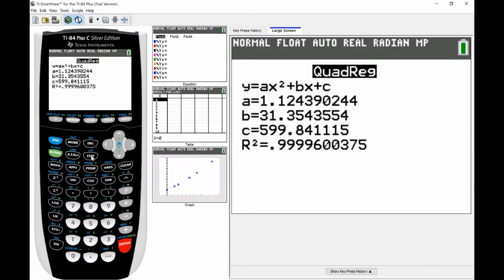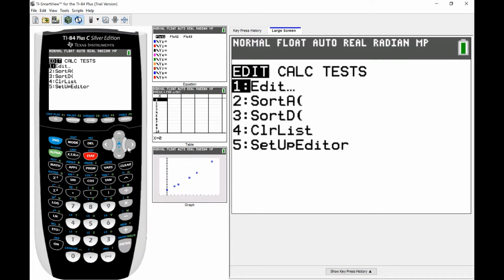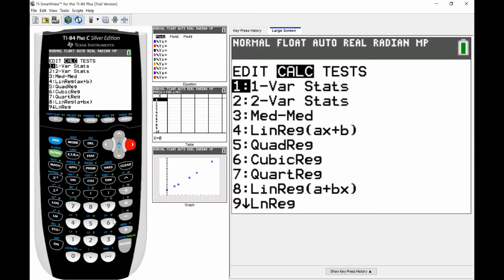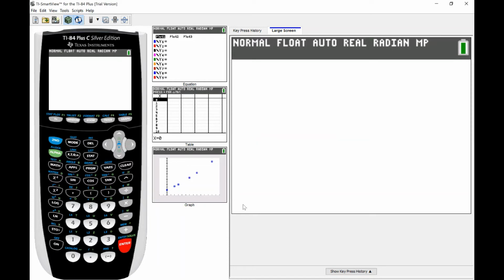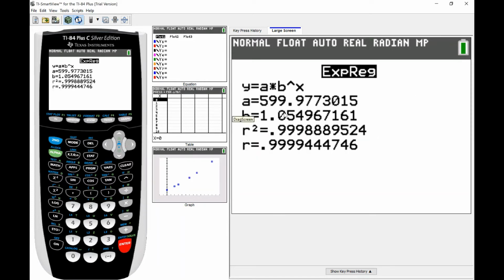But now let's do an exponential regression. So I'm going to go to stat, calc, and scroll down to exponential regression, which I know is number 0. So I'm going to press 0. I can enter or arrow all the way down to calculate. Press enter. And here are the values of A and B for my exponential regression. And my r squared value is very high as well, 0.9998. But if you recall, our quadratic regression r squared value is the highest. However, all of these are good equations for this data set.